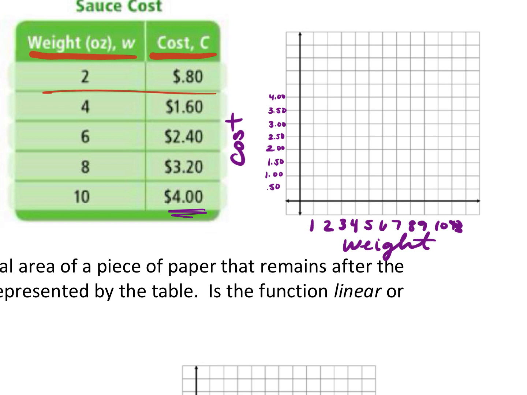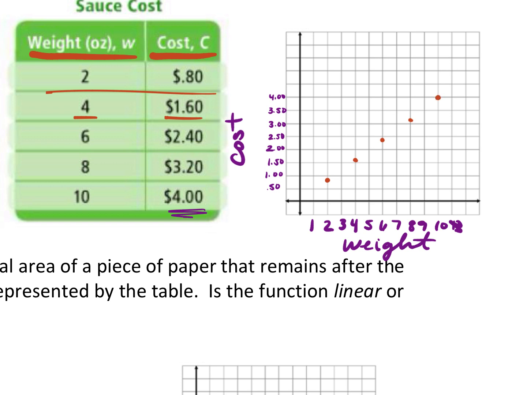So 2 and 80 cents would be right about here. Okay, 4 and $1.60 is right about here. 6 and $2.40 is just below $2.50. 8 and $3.20 is going to be right about there. And then 10 and $4 falls perfectly on a crossbar.